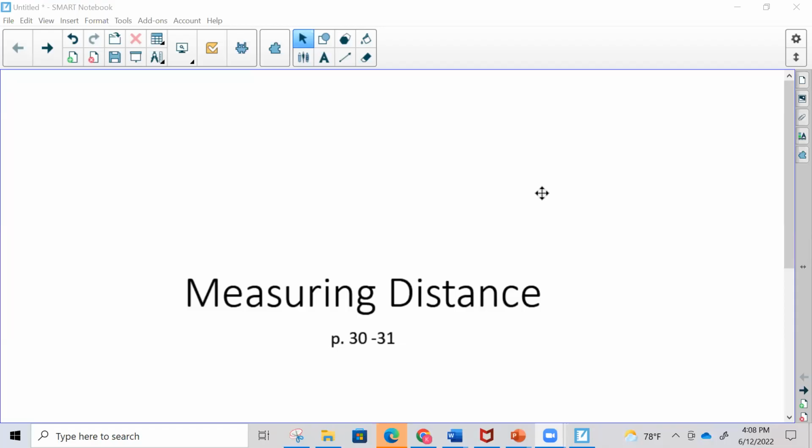Okay, so in this video, we're going to look at measuring distance. On mine, it's on page 30 to 31. So it should be around there if yours just printed slightly different.